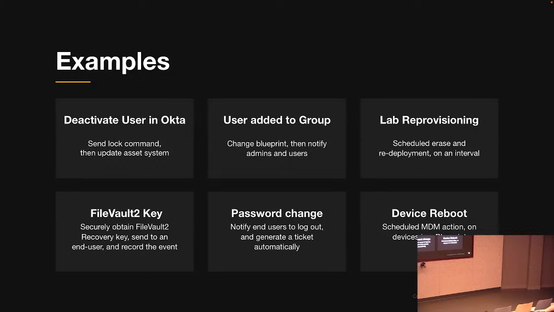Other things we can do, FileVault key. We could securely obtain that key, pass that through, send it directly to the user via Slack. All automated by actions in Okta. Password changes, and then we could set off notifications to different systems, generate tickets automatically as well.